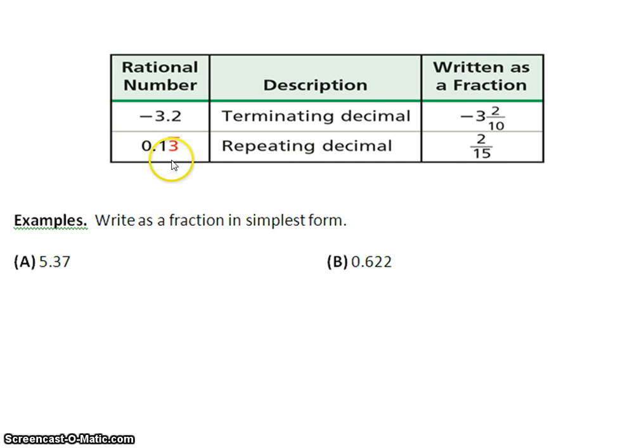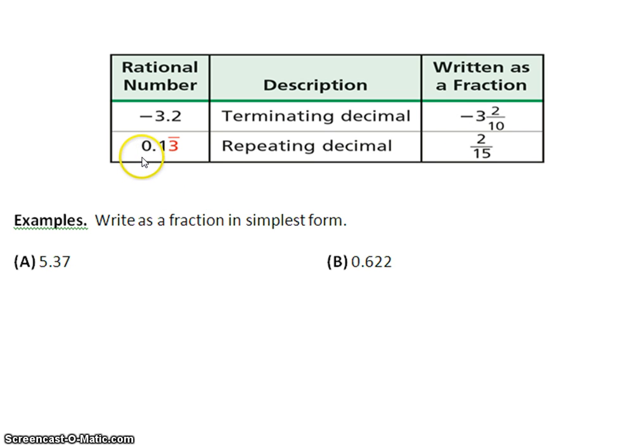Now let's take a look at this table up here. In the first example of a rational number, we have negative 3.2. This is an example of a terminating decimal. Terminating meaning ending. This decimal ends at 0.2. So negative 3.2 is a terminating decimal. Now we can write this decimal as a fraction. Negative 3 2/10. One simple way to write a terminating decimal as a fraction is to simply read the decimal. Now I said negative 3.2, but you could also read it as negative 3 2/10, such as the fraction.